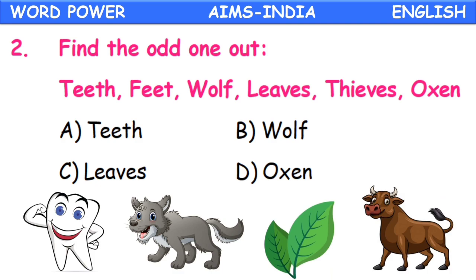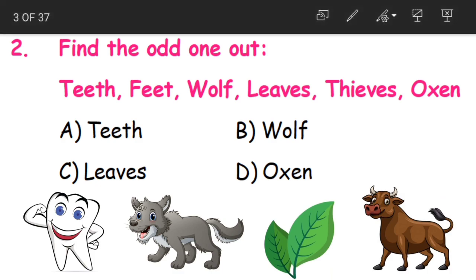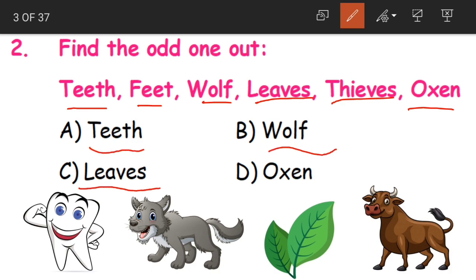Now, the second question, find the odd one out. Again here also, we have to differentiate the different one. So: teeth, feet, wolf, leaves, thieves and oxen. And the options here are teeth, wolf, leaves, oxen. So what will be the odd one now?